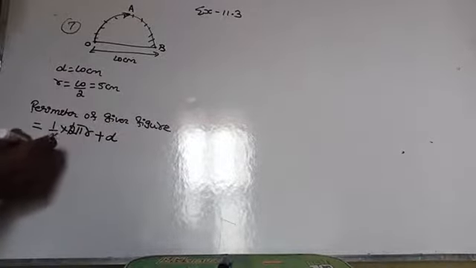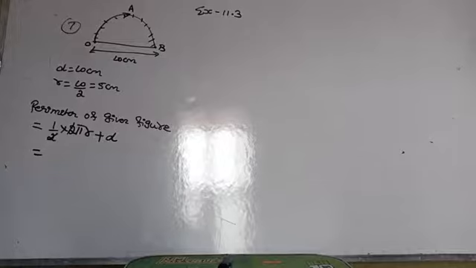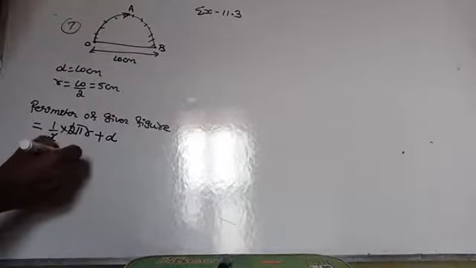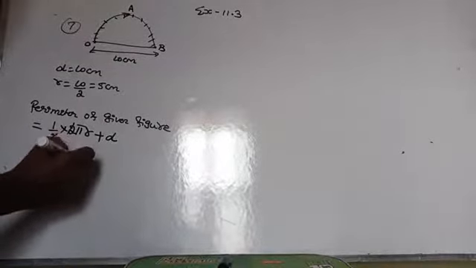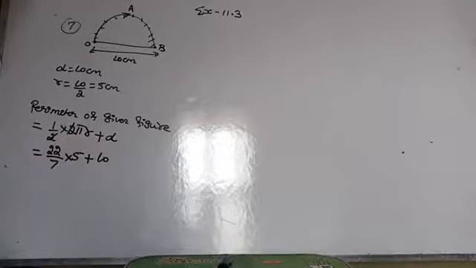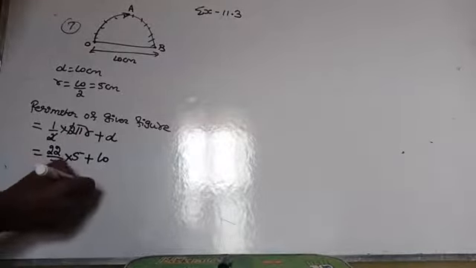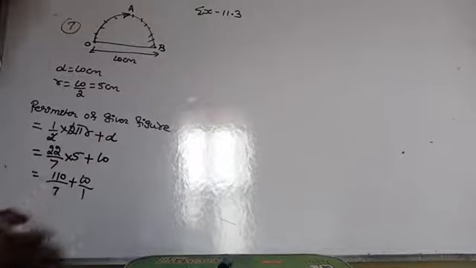Now 2 you can cancel, pi r. If the value of pi is given, you have to take it as given, like 3.14. Otherwise, you can take the value of pi as 22 by 7. Here the value of pi is not given, so you can take 22 by 7. So 22 by 7 into radius, which is 5, plus diameter, which is 10. So 22 into 5 is 110 by 7 plus 10.